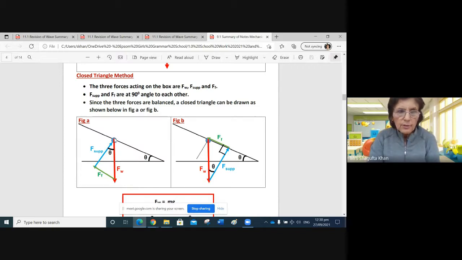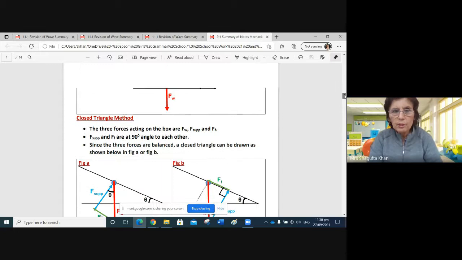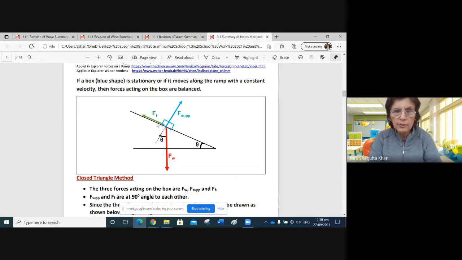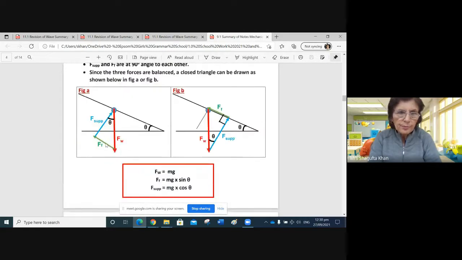Now, the angle between the friction force and the support force, you can see from here too, is always 90 degrees. So in this triangle, that's the 90 degree angle. Now, this angle is the same as that one, because remember, this angle over here is 90, this angle is 90, so this one is 90 minus theta, so this one becomes equal to that.